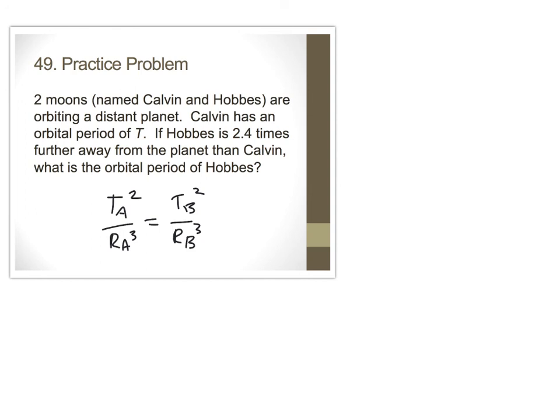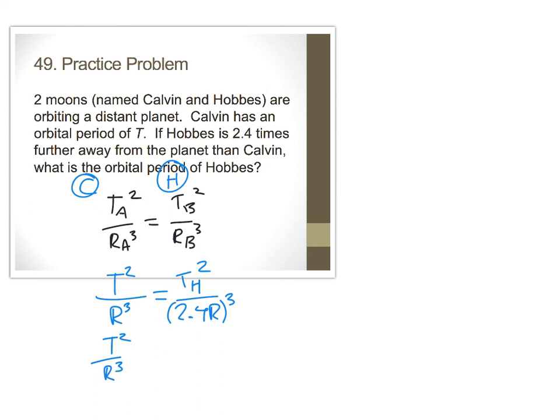So I'm going to say A is going to be Calvin here, and B is going to be Hobbes. So I'm going to say that the period for A, which is Calvin, is just defined as T, divided by the radius. I don't know that, so I'm just going to leave that as R cubed. I'm solving for the period for Hobbes, so I'll call that TH squared. And then the radius is going to be, I don't know either one, but I do know that this radius is 2.4 times as much. So it's going to be 2.4, that entire quantity cubed. So I end up with T squared over R cubed equals the period for Hobbes squared over 13.82 R cubed.